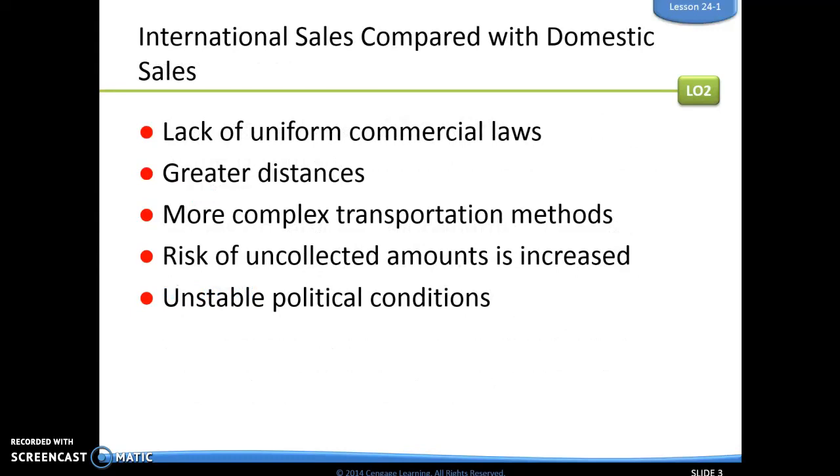International sales compared with domestic sales. So kind of the difference. There's a lack of uniform commercial laws. There's greater distances, obviously. More complex transportation methods because we're transferring it between 2 different countries. There's also a risk of uncollected amounts, greater, I guess, than what we already have, and then unstable political conditions.